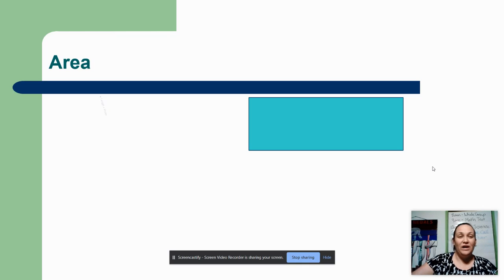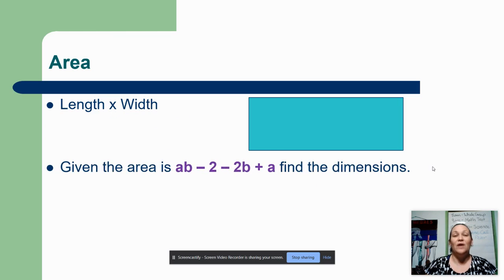The formula for area of a rectangle is length times width. Again, in this chapter, I'm giving you the answer. So I'm telling you what the area is, and I'm asking you to find the original dimensions. What was the length and what was the width? What was the original multiplication problem?